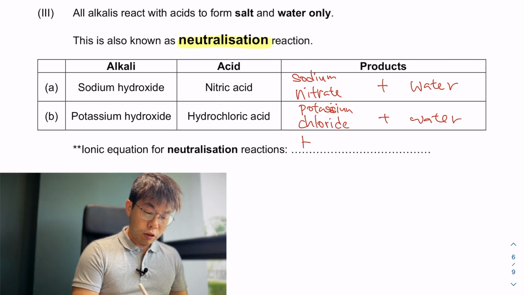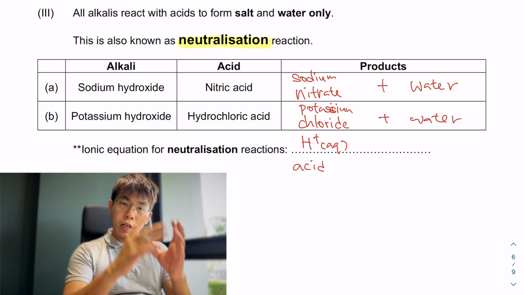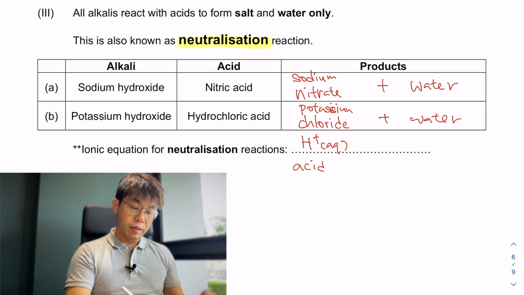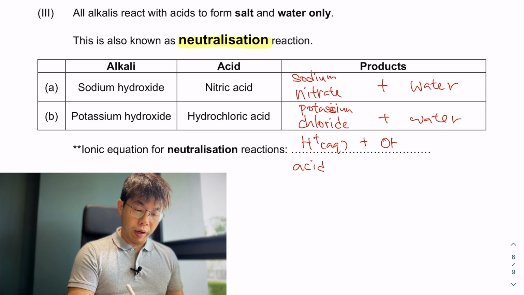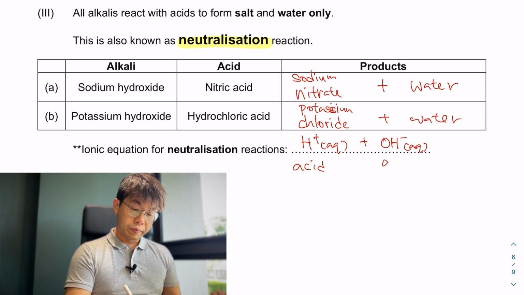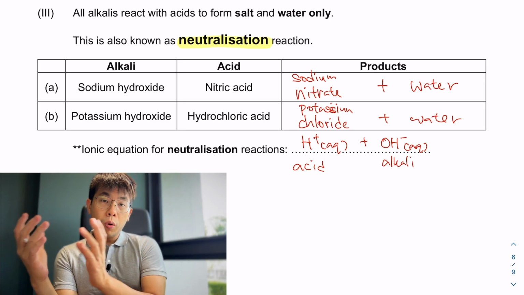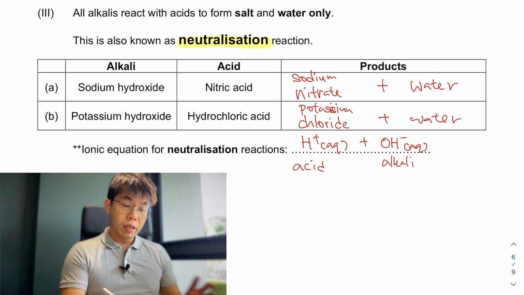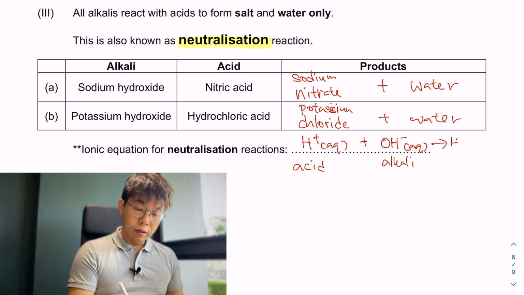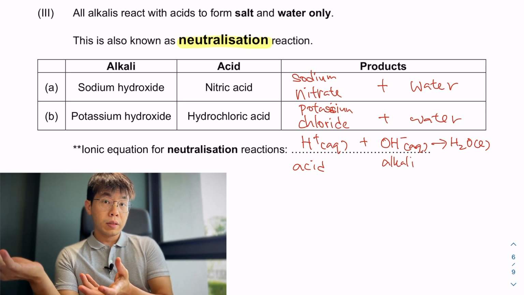Now, what happens in a neutralization reaction is actually very straightforward. We have the H plus ions, in aqueous form, and these are from the acid. These H plus ions from the acid will react with the OH minus from the alkali to form water, which is a liquid. And this is my neutralization product.